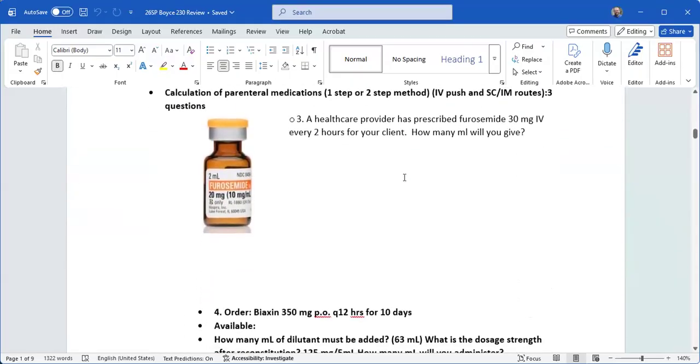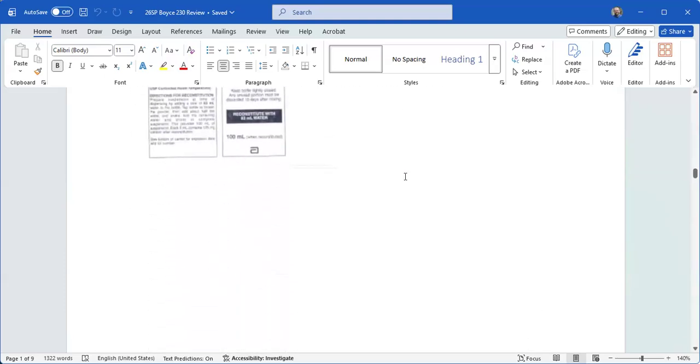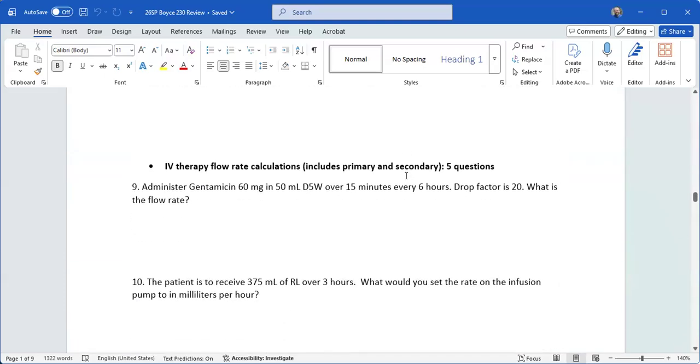So I'm going to get to the heparin stuff. I'm going to start there, and we can always go back if there are other questions that we need to look at.